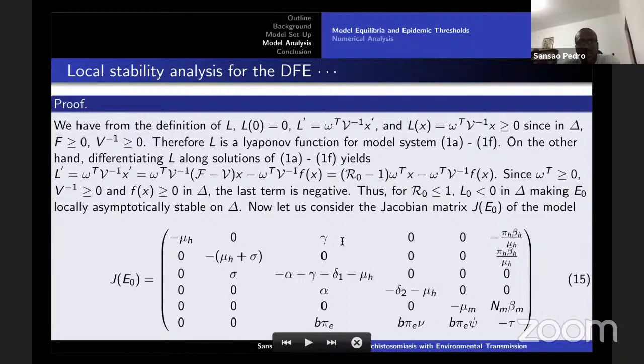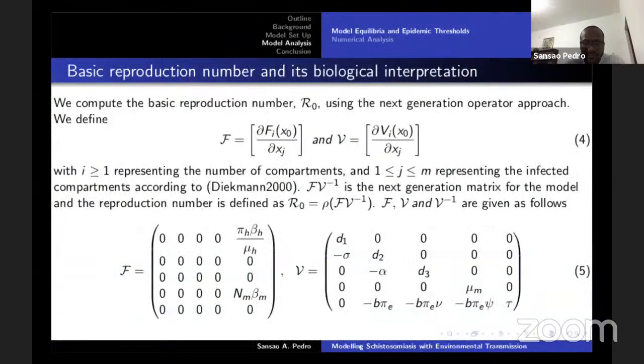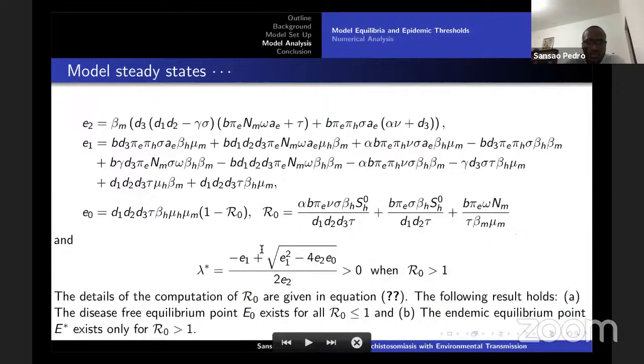There is one thing that we added here, because when we were looking at the existence of the disease-free equilibrium and the endemic equilibrium, we had a lot of calculation there. I don't know if you remember, I can take you a little bit back. Here, we could not, I think, prove the nature of the other element lambda.